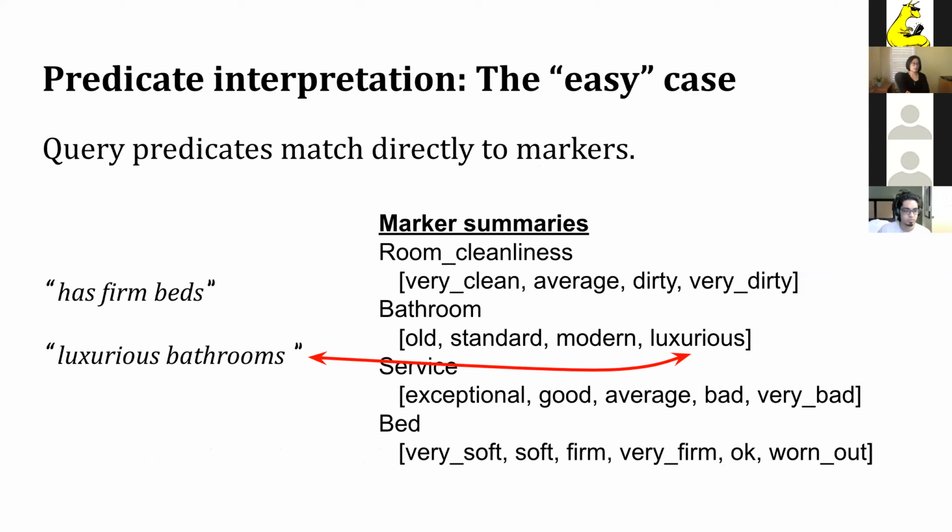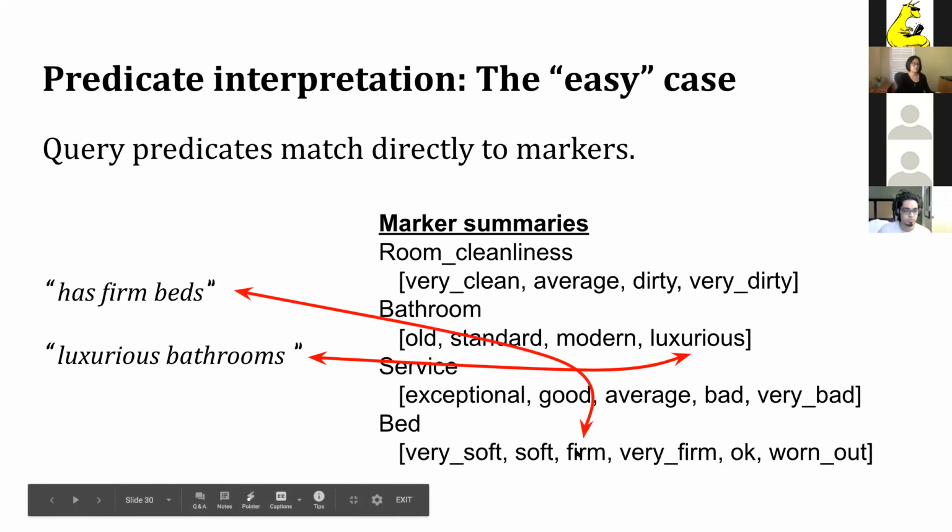There are easy cases. The easy cases correspond to situations where the phrase has a direct mapping to markers of marker summary. For example, if I ask for hotels with luxurious bathrooms, we can find immediately a marker here called luxurious in the marker summary called bathroom. So this is a direct mapping. You can find this mapping very easily. We call this the easy case. Same for has firm beds. You can find firm and bed here. So this is great.